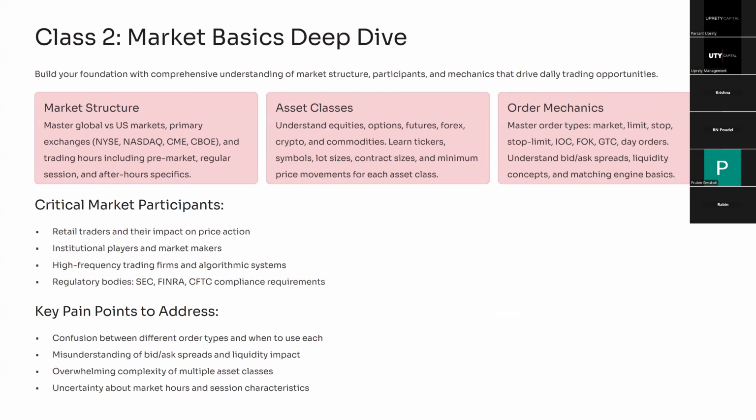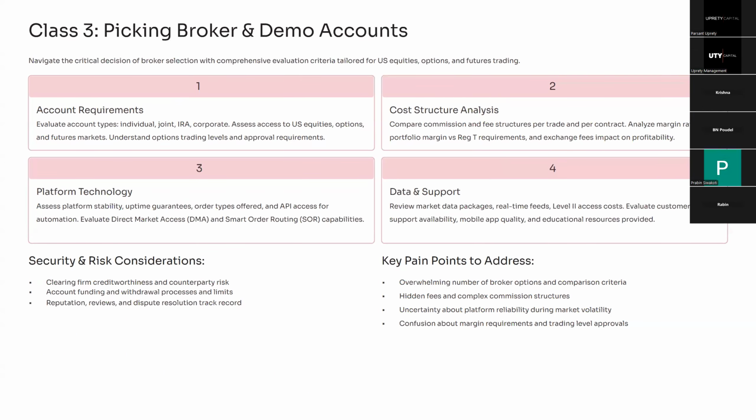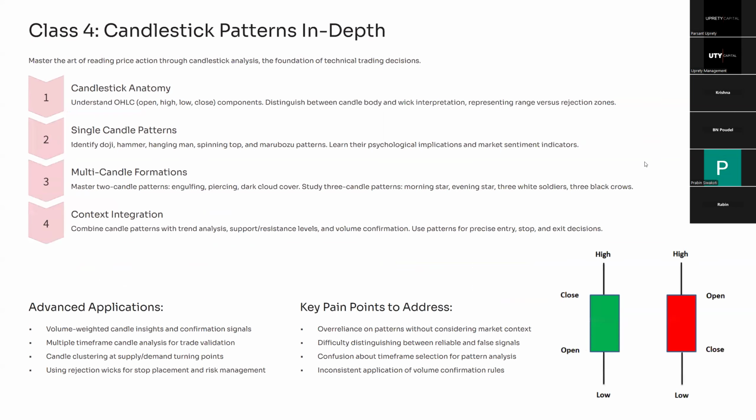So our first class was on market basics. The first class just went over all the asset types: stocks, options, equities, futures. We also talked about retail traders, how we don't affect the market, and then we went over order types. The class after that, we went over picking a broker and setting up your demo account. I hope everybody did their homework, or else you are going to be pretty far behind, especially after the next class, which will be Monday.